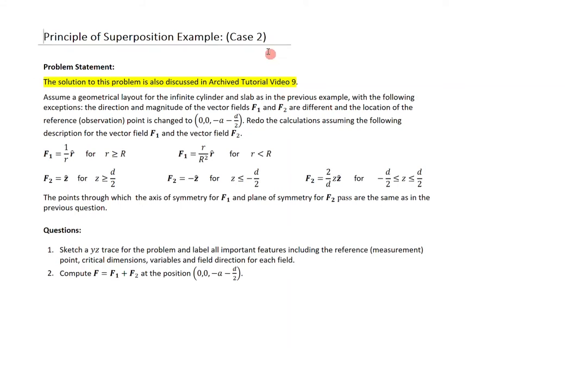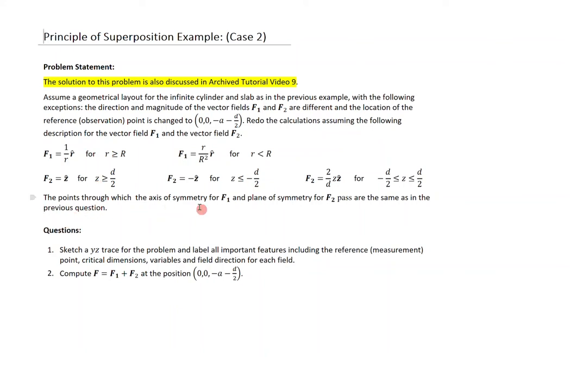Okay, so let's do case 2. This one actually is discussed in archive tutorial video 9. If you want to look at it, that's fine. In this case, we assume a geometrical layout for this infinite cylinder and slab as in the previous example with the following exceptions. The direction and the magnitude of the vector fields F1 and F2 are different, and the location of the reference point, what we called the observation point, has been changed to be midway between the top and bottom face of the slab. So we're going to redo the calculations assuming the following description of the vector field F1 and the vector field F2. Notice here it's a radial field, and in this case it's a field that is pointing perpendicular to the slab, both on the top and on the bottom.